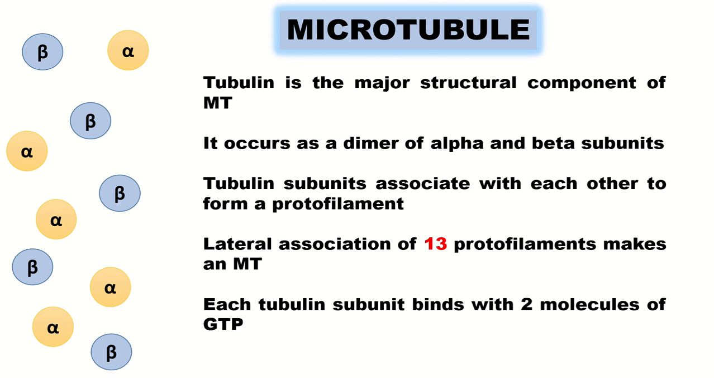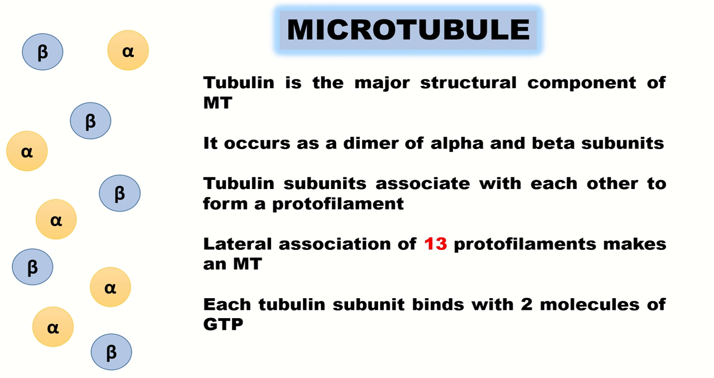Now we will finally come to microtubule. What is microtubule? It is the major structural component of cytoskeleton. The building block of microtubule is tubulin. Tubulin is the major structural component of MT. It occurs as a dimer of alpha and beta subunits. Tubulin subunits associate with each other to form a protofilament. Lateral association of 13 protofilaments, please note the number 13, makes an MT.